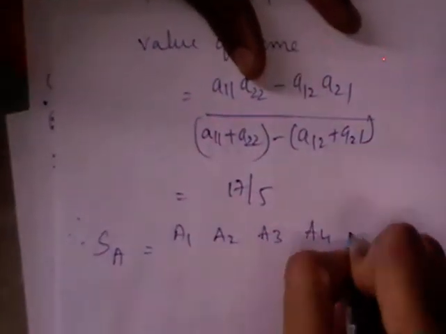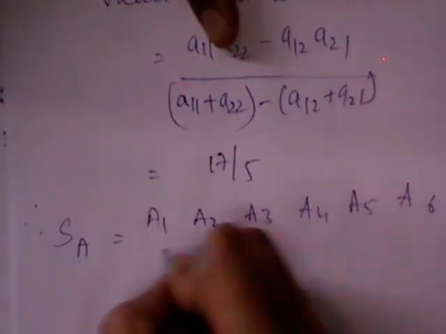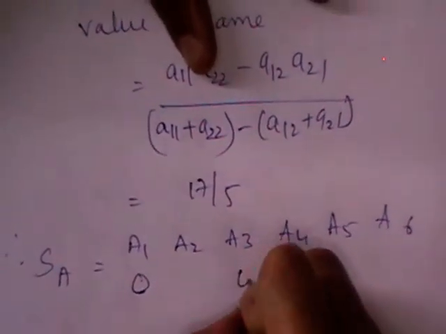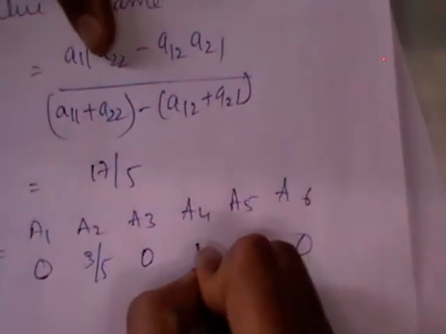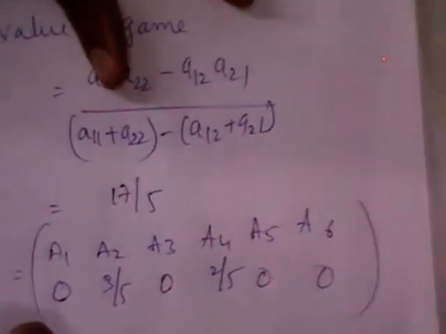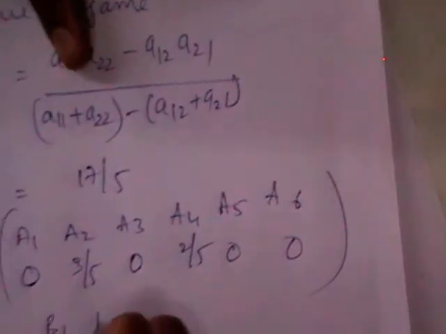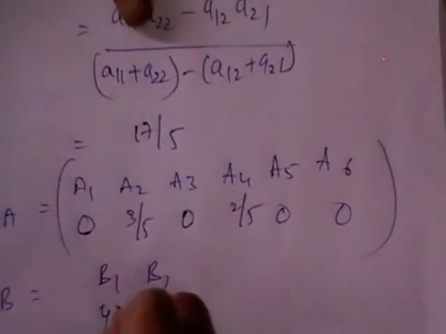Therefore, SA is A1, A2, A3, A4, A5, A6, where for A1, A3, A5, A6 the probability is 0. How much did you get for P1? 3 by 5, 2 by 5. What is SB? We have only two strategies, B1 and B2, which is nothing but 4 by 5, 1 by 5.